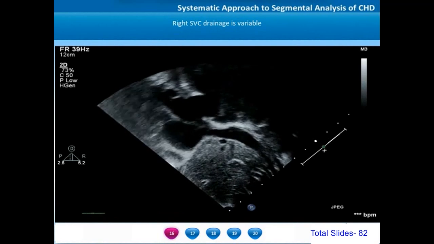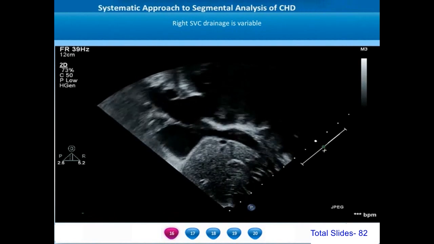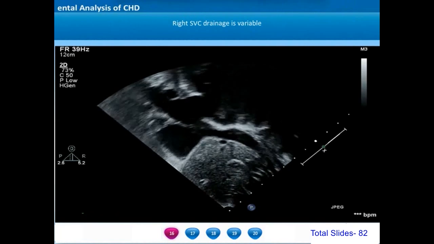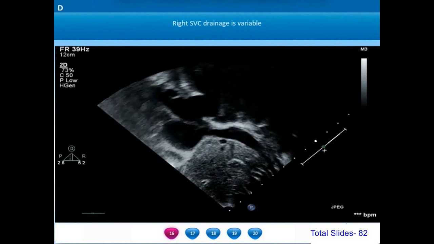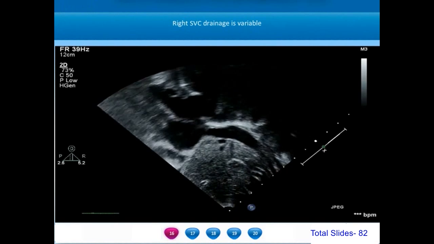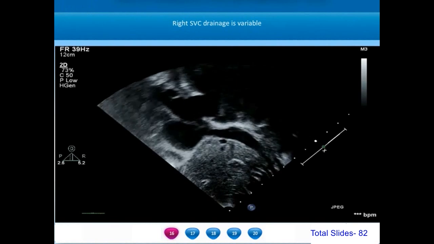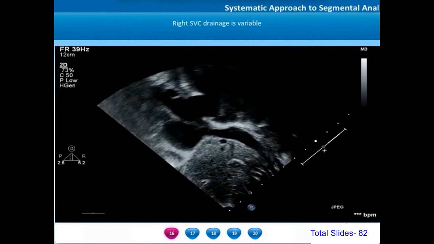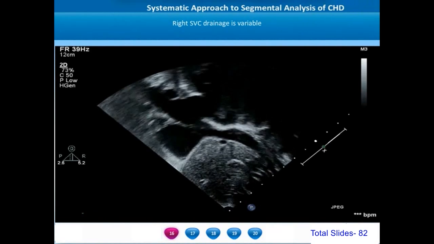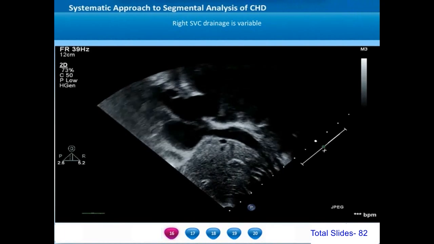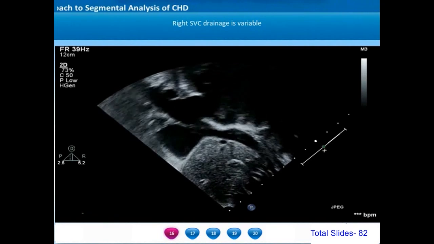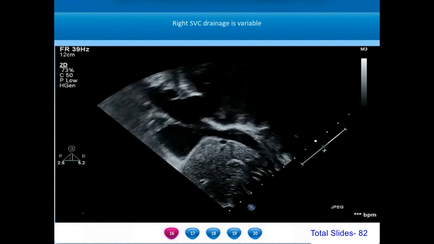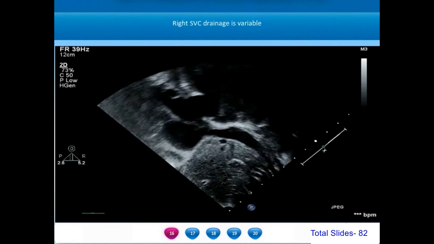While inferior vena cava entry into the right atrium is almost always consistent, superior vena cava drainage may be variable. In this example, we can find the large dilated right superior vena cava draining into the posterior morphological left atrium. So superior vena cava cannot be taken as a criterion for identifying the morphological right atrium. We can appreciate the inferior vena cava draining normally into the right atrium.